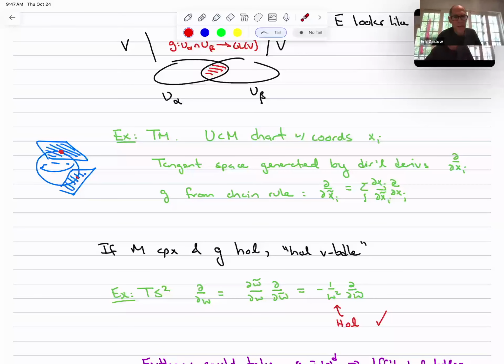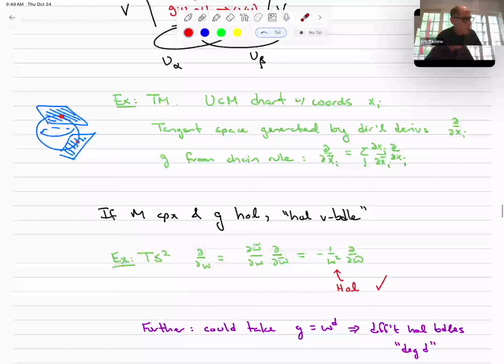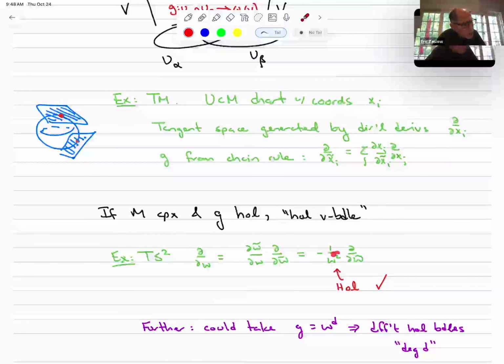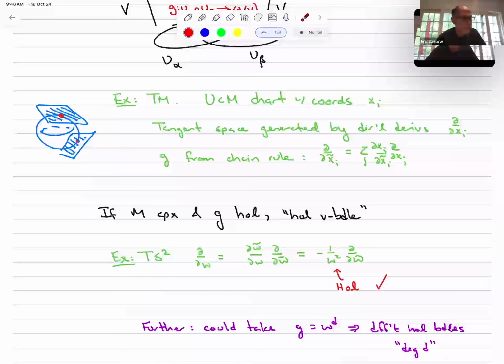And lo and behold, the tangent bundle of the two-sphere is a great example of a holomorphic line bundle. So that is a possible object in our category. And in fact, replacing this 2 by any D gives us a whole bunch of different line bundles, and that D is called the degree.